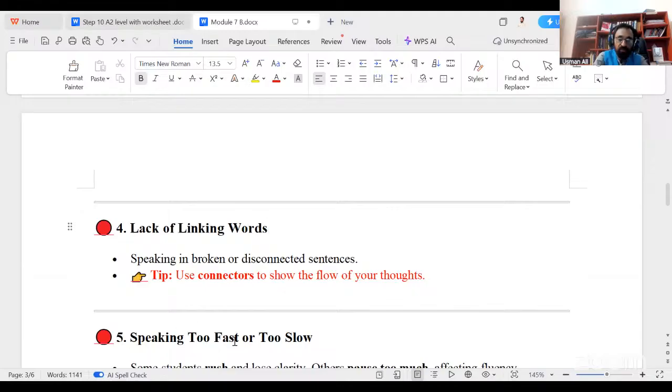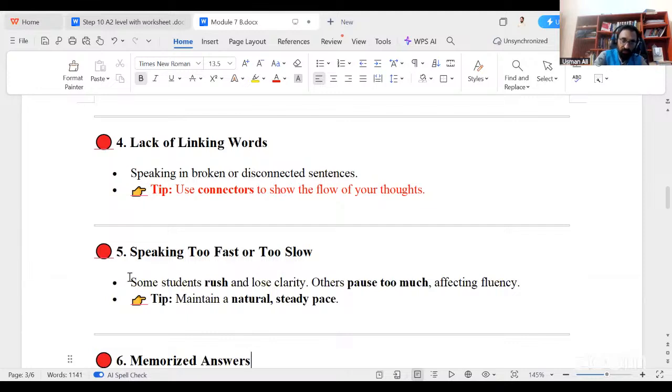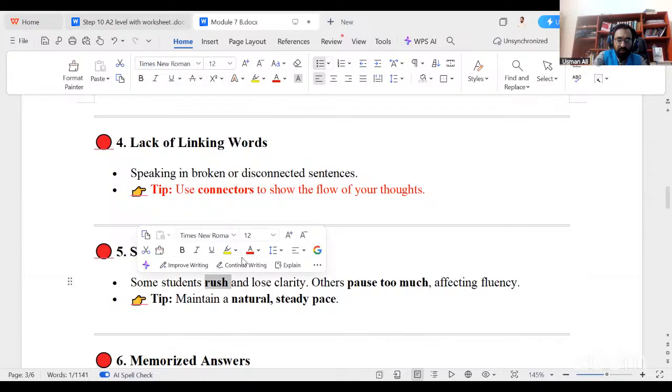So speaking too fast or too slow. You're not supposed to talk too fast or too slow. You have to be moderate in your speech, right, in this part of IELTS speaking. Some students rush and lose clarity. Others pause too much, affecting fluency. So you should not rush.